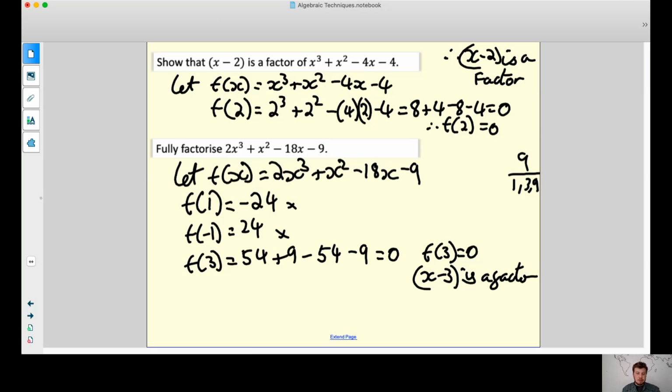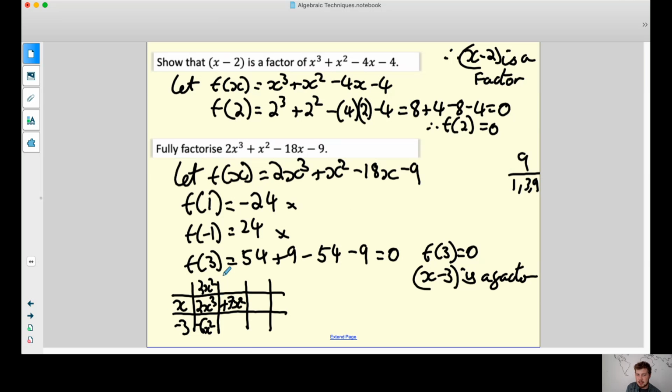So given x minus 3 is a factor, I can then reduce this down because I know by my polynomials, I can factorize this by just dividing. So I've got x minus 3, and my first thing it makes me is 2x cubed. So this must be 2x squared. So it's minus 6x squared. To get from minus 6x squared to plus x squared, I need to add 7x squared.